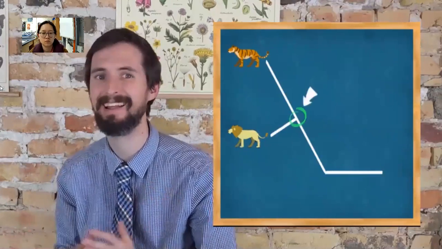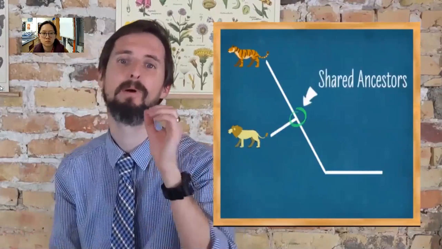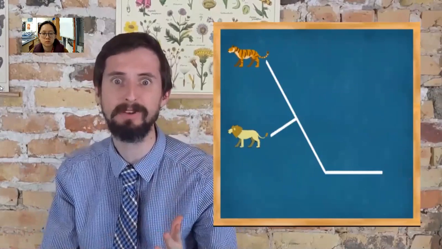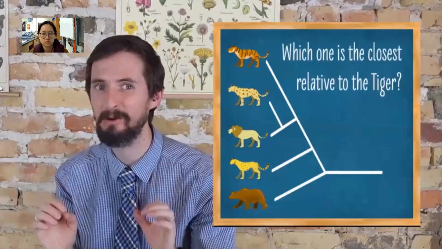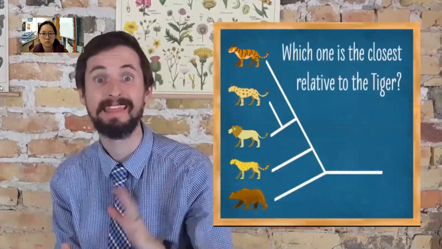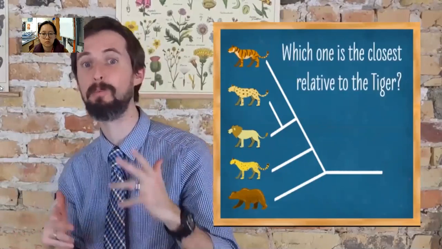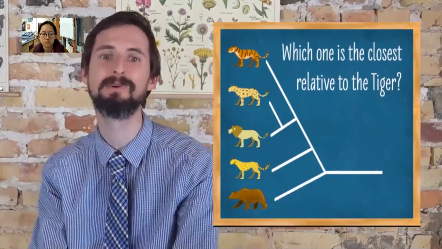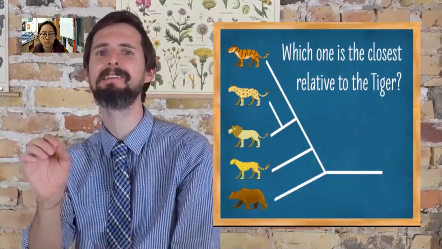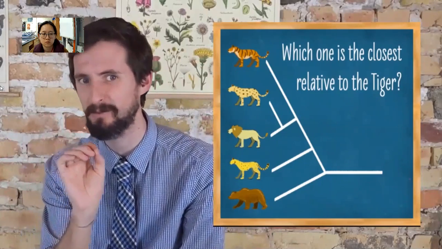Yes, lions and tigers share common ancestors. But what happens if I add in a leopard, a cheetah, and a grizzly bear? Which one is the closest relative to the tiger? This is where we need to remember what we discussed with the family tree. There are a million wrong ways to interpret a phylogenetic tree, and only one is the right way.